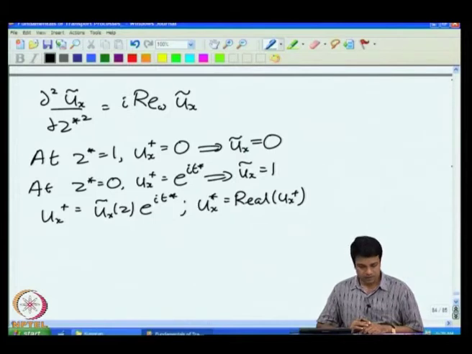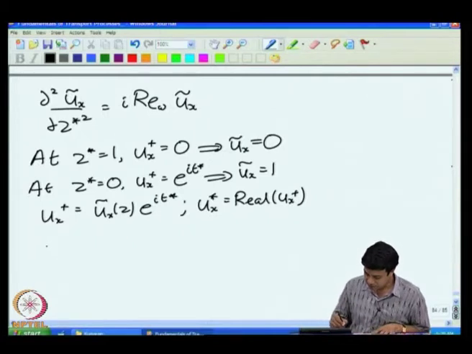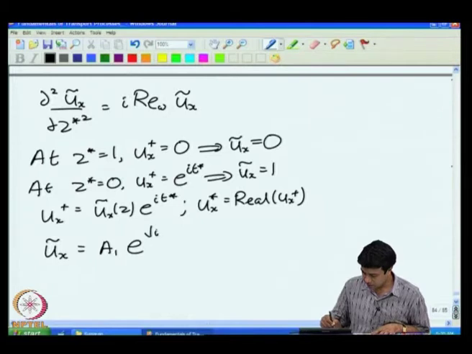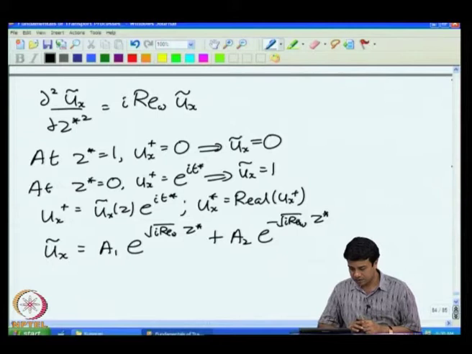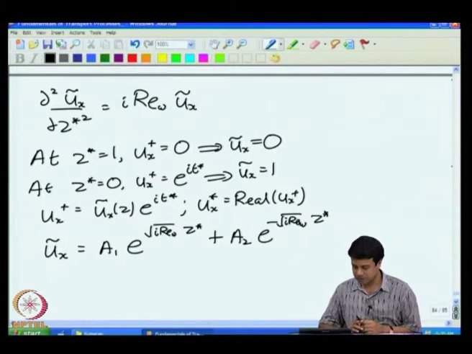So, this equation is quite easy to solve. It is a second order differential equation. So, the solutions are sine and cosine functions or exponential solutions. The final solution for u x tilde will be of the form a 1 e power square root of i Re omega times z star plus a 2 e power minus square root of i Re omega z star. Square root of i is 1 by root 2 plus i by root 2.